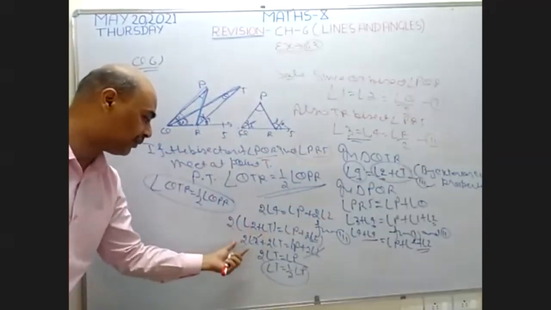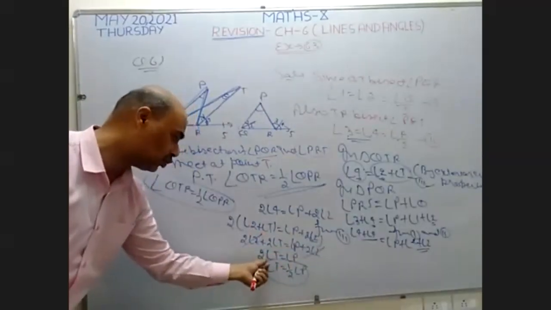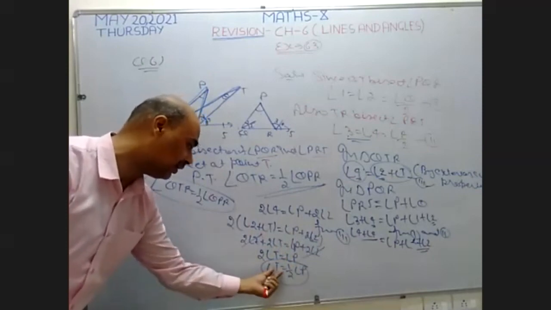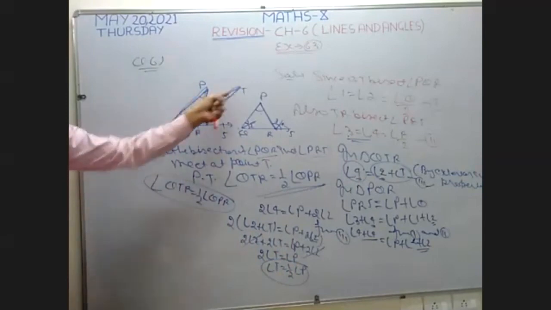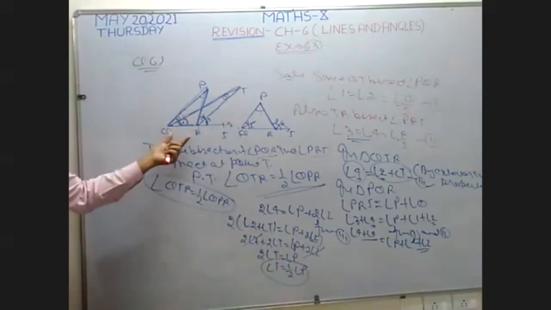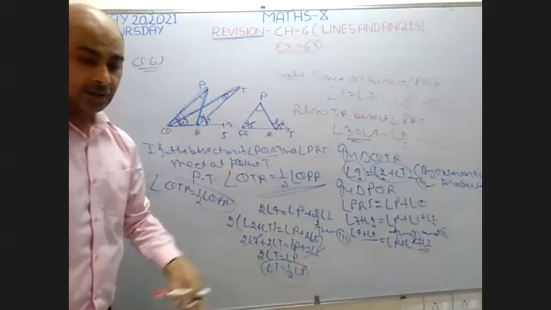When you open the bracket, this is going to cancel. What is left? Angle T and angle P. Take this 2 from left to right. This is going to divide. So angle T becomes half of angle P. Name this angle T. T can be written as QTR, and this angle P can be written as QTR. When you write the name, then you got your answer. Okay, beta. Okay, sir. Any other doubt?